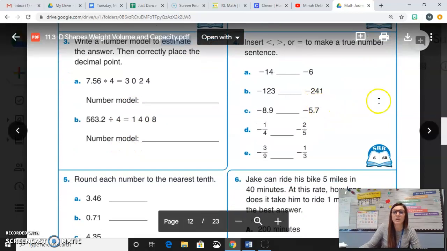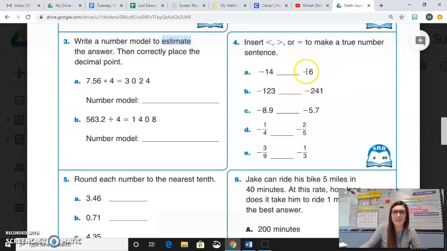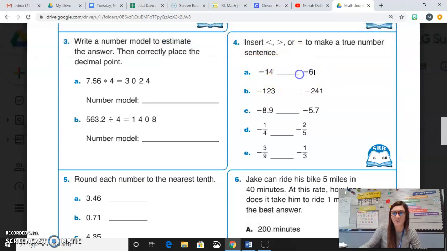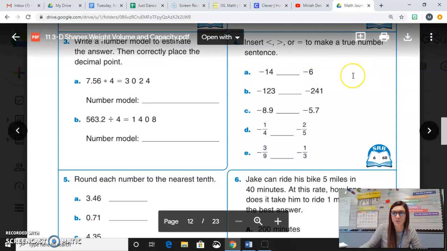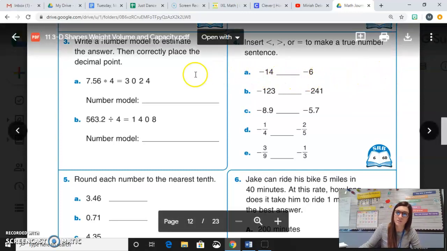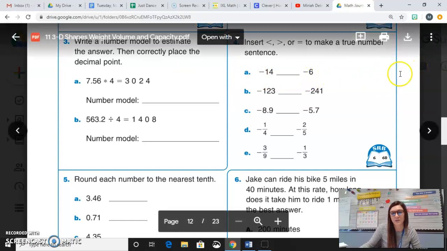Number 4, remember the bigger the negative, the smaller the number. So here some of you want to go, oh, well, 14 is bigger than 6. Nope, because it has a negative sign. Negative 14 is actually smaller or less than negative 6 because negative 6 is closer to 0 on the number line than negative 14 would be. Negative 14, you keep going to the left, where negative 6 would be closer to that 0 or those positive numbers.